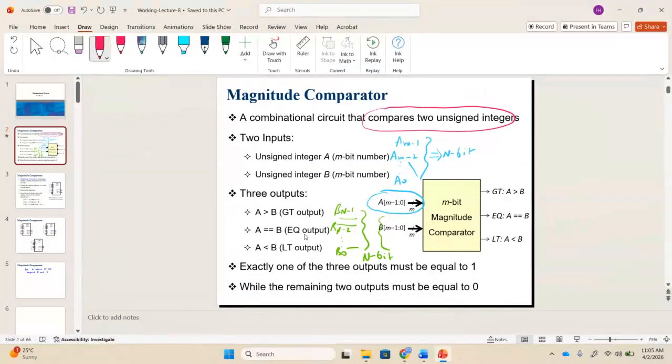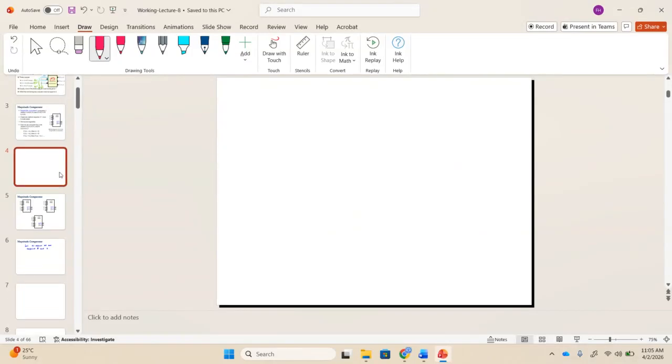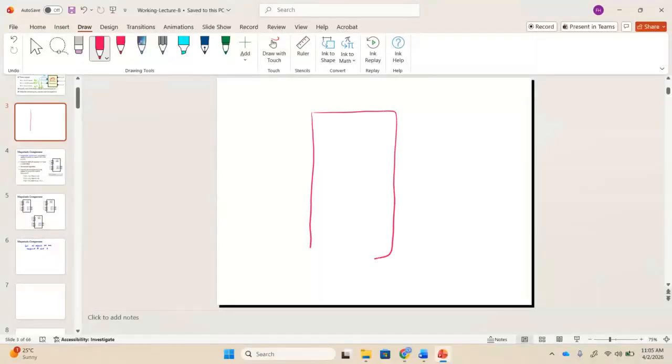Okay. So what we are going to do? Now we want to have an m-bit comparator. So what is the size of A? The size of A is m bits. The size of B is m bits. Got it? Okay. Now we are comparing A and B. We want to design a magnitude comparator. So this is our magnitude comparator, a block diagram of a magnitude comparator.